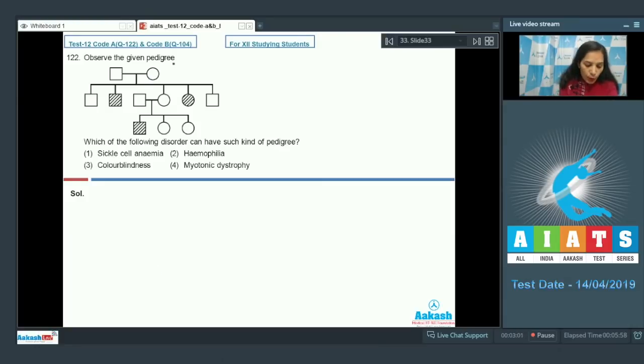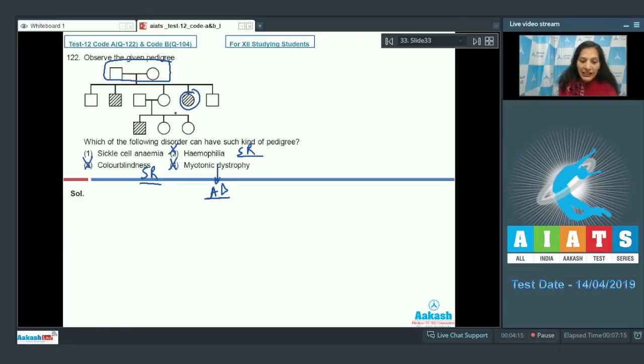In this pedigree, you can see both the parents are non-affected. See the fourth option, myotonic dystrophy. It is an autosomal dominant disorder. If the offsprings are affected from myotonic dystrophy, then it should be present in their parents also, because it is an autosomal dominant disorder. So this option is ruled out. Now, options 2 and 3, which are hemophilia and color blindness, both are sex-linked recessive disorders. If they are sex-linked recessive disorders and present in the offsprings, then for a female to be affected, its father should be affected. Otherwise, it cannot be sex-linked recessive. But in this pedigree, the father is not affected. It means options 2 and 3 are also ruled out.